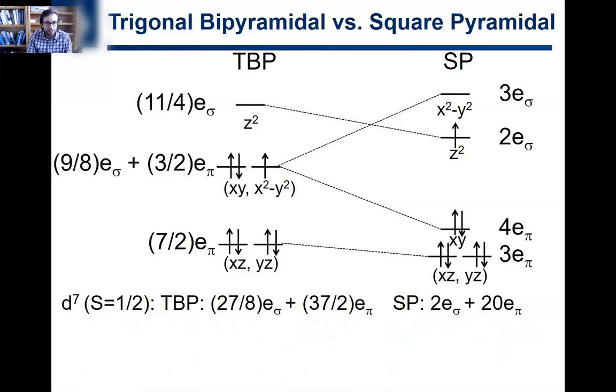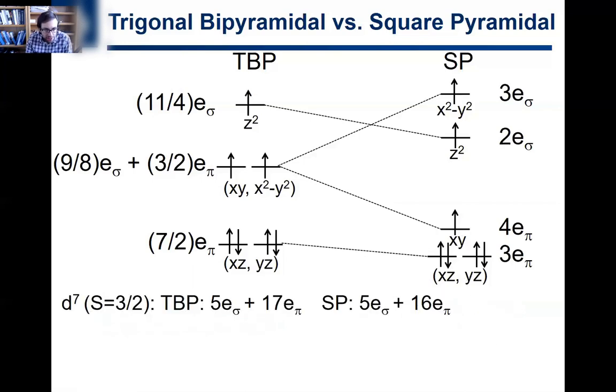On to D7. D7, we've got to double it here. These are looking fairly different. We have 2 e sigma for square pyramidal, and we have 3 3/8 e sigma for TBP. So that's a difference of more than 1 e sigma, definitely going to be square pyramidal.